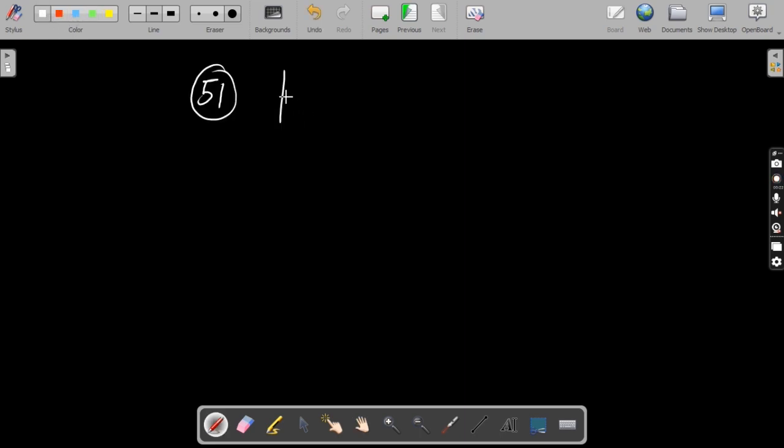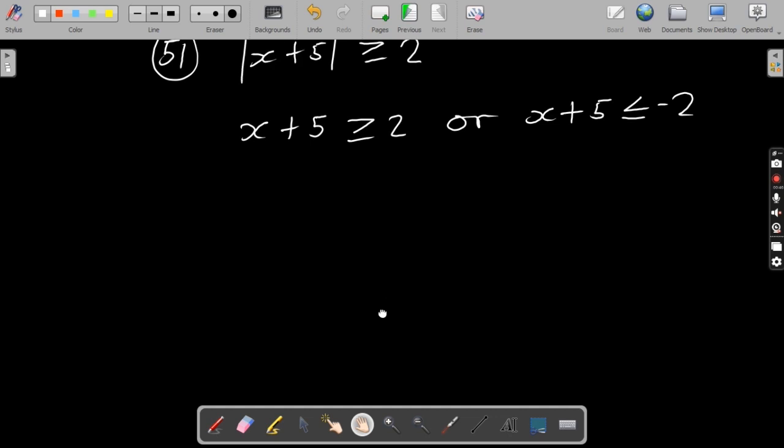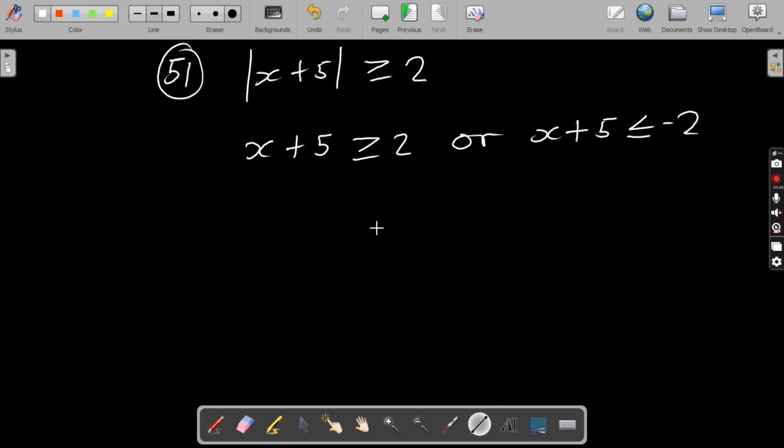So here, we're asked to solve the absolute value of x plus 5 greater than or equal to 2. And just using the rule, we are simply going to say x plus 5 greater than or equal to 2, or x plus 5 less than or equal to negative 2. And just like I did in the previous question, I'm going to explain what this means. So we'll come back to this particular question. I just want to explain this case.